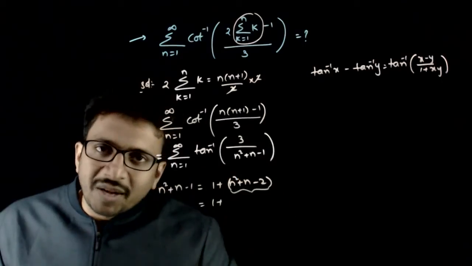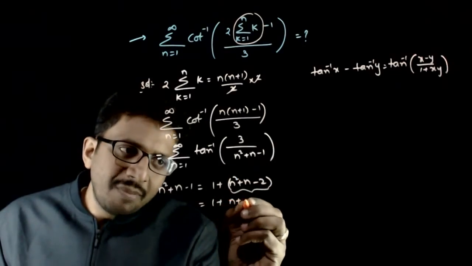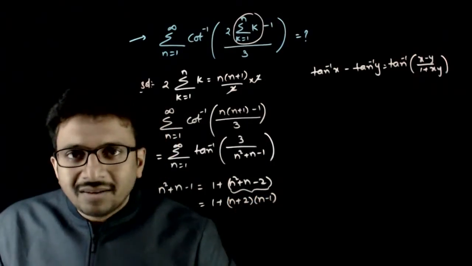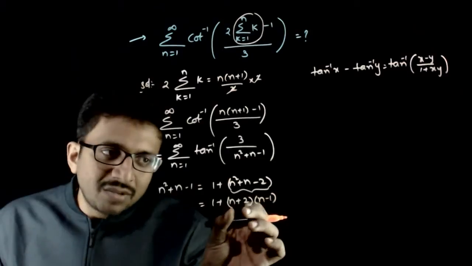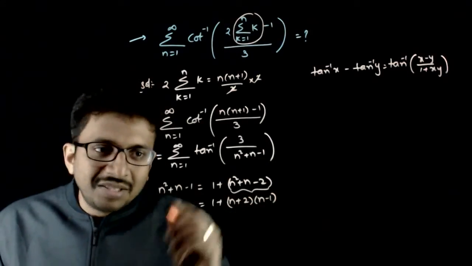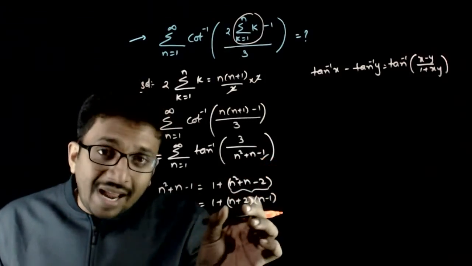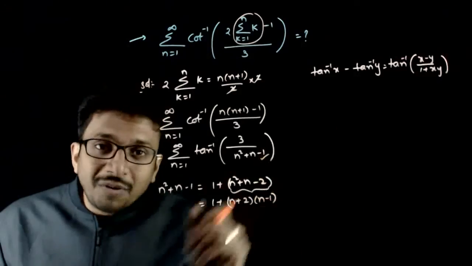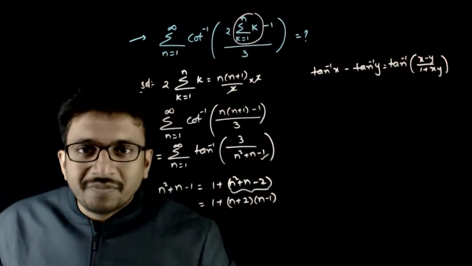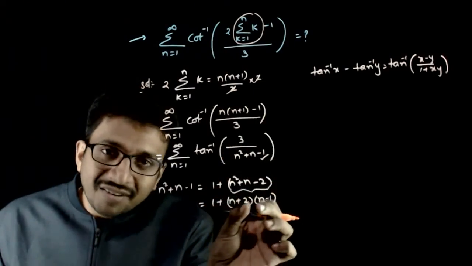So can I factorize this? It is nothing but n plus 2 times n minus 1, right? n plus 2 times n minus 1 is n square plus 2n minus n minus 2, which is n square plus n minus 2. So now I have converted the denominator into this, and for this formula to work, the numerator should have exactly the difference between these two terms.